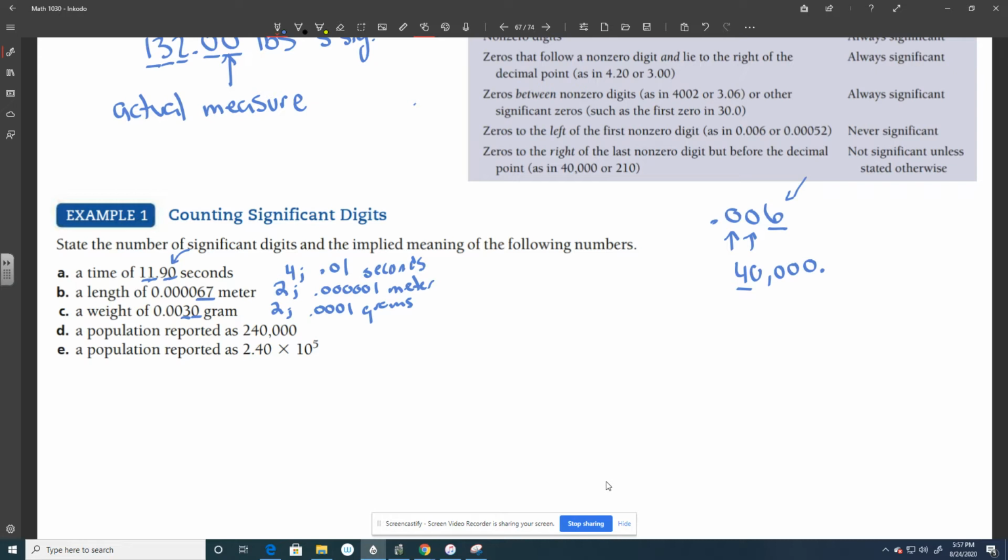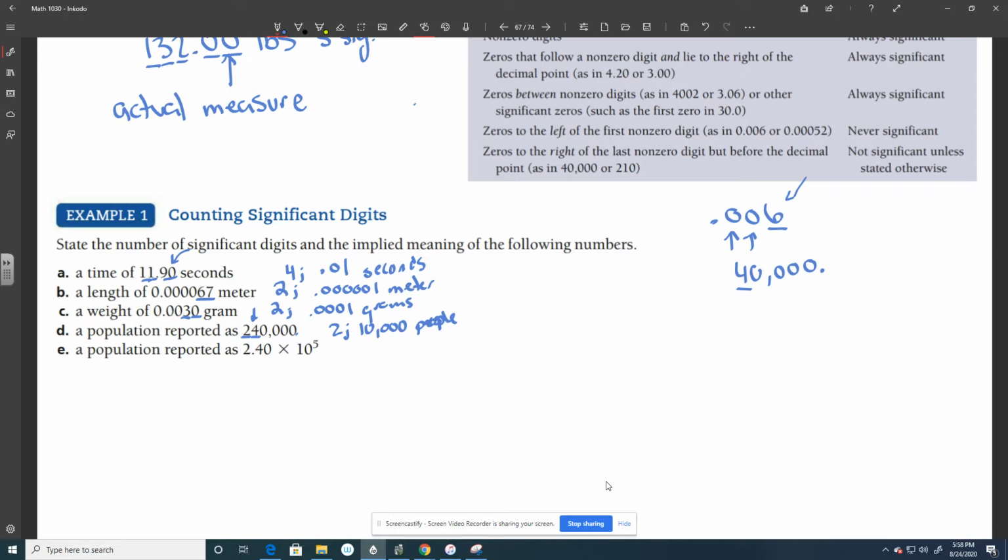Part D, a population reported as 240,000. Well, we ignore all the zeros between the decimal, and we're only going to count the 2 and the 4 because it doesn't tell us otherwise. So this one has 2 significant digits, and it's rounding to that last number right there, to the 10,000th place. So this one is accurate to the 10,000th person, to the 10,000 people, the population.